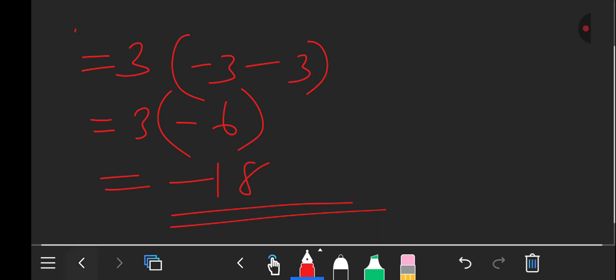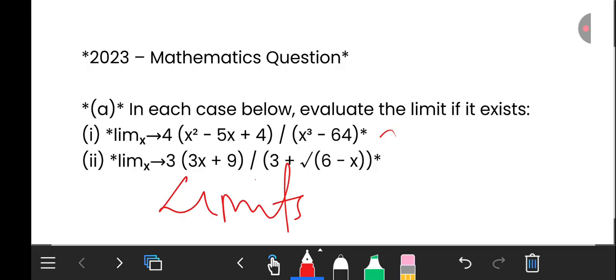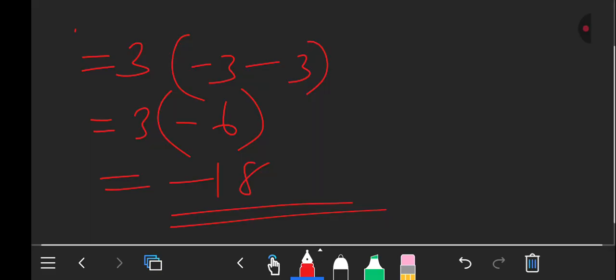So this is how you can evaluate these questions which were asked last year in the Math 2023 exam.